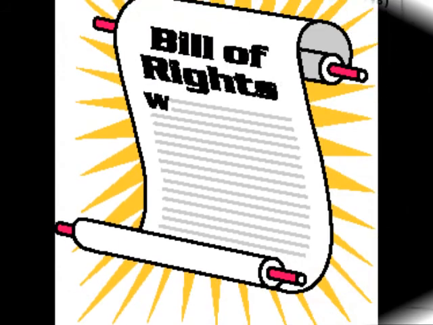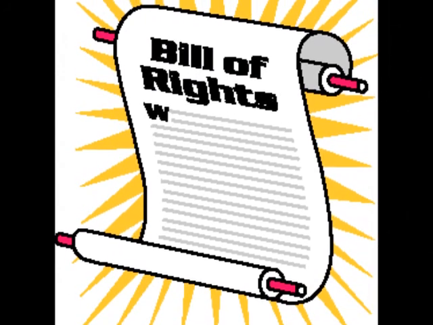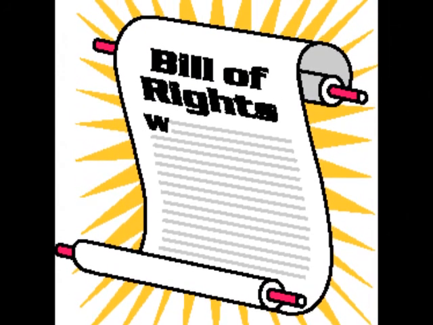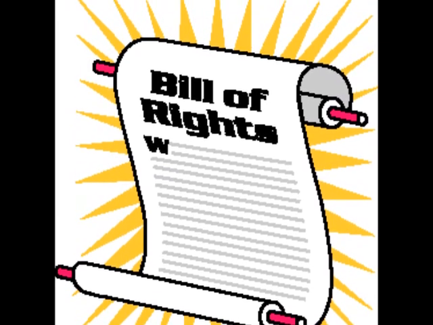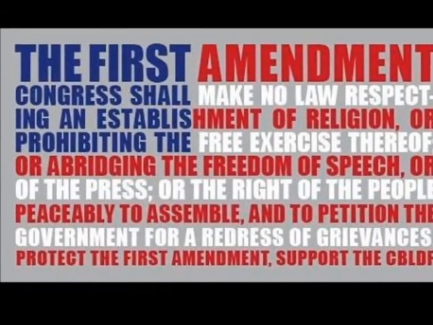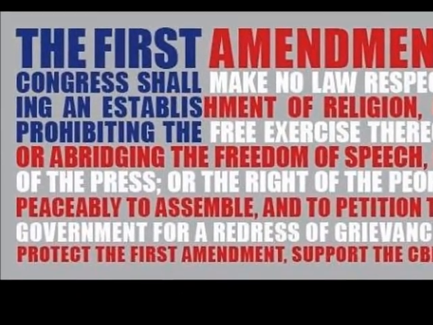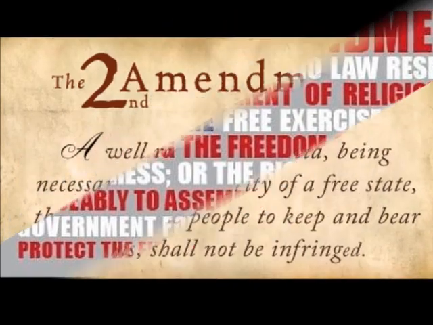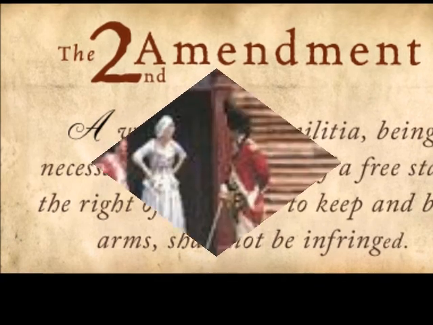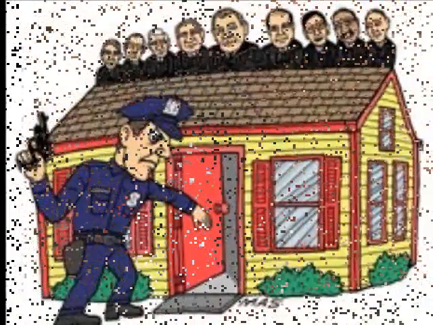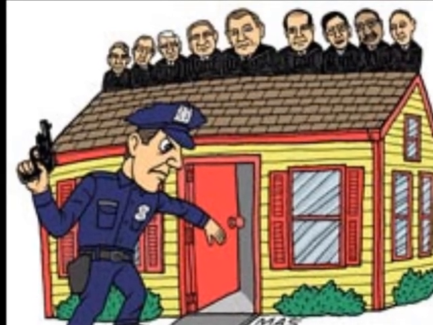The first 10 are called the Bill of Rights. The 13th, 14th, and 15th are called the Civil War Amendments because they were passed right after the Civil War. You're going to need to know the first 10, the Bill of Rights. Number 1, freedom of speech, religion, press, assembly, and petition. Number 2, the right to bear arms or to have weapons. Number 3 deals with quartering of soldiers, which basically means that we don't have to house soldiers in our own homes. Number 4 deals with searches and seizures, so having to have a search warrant.